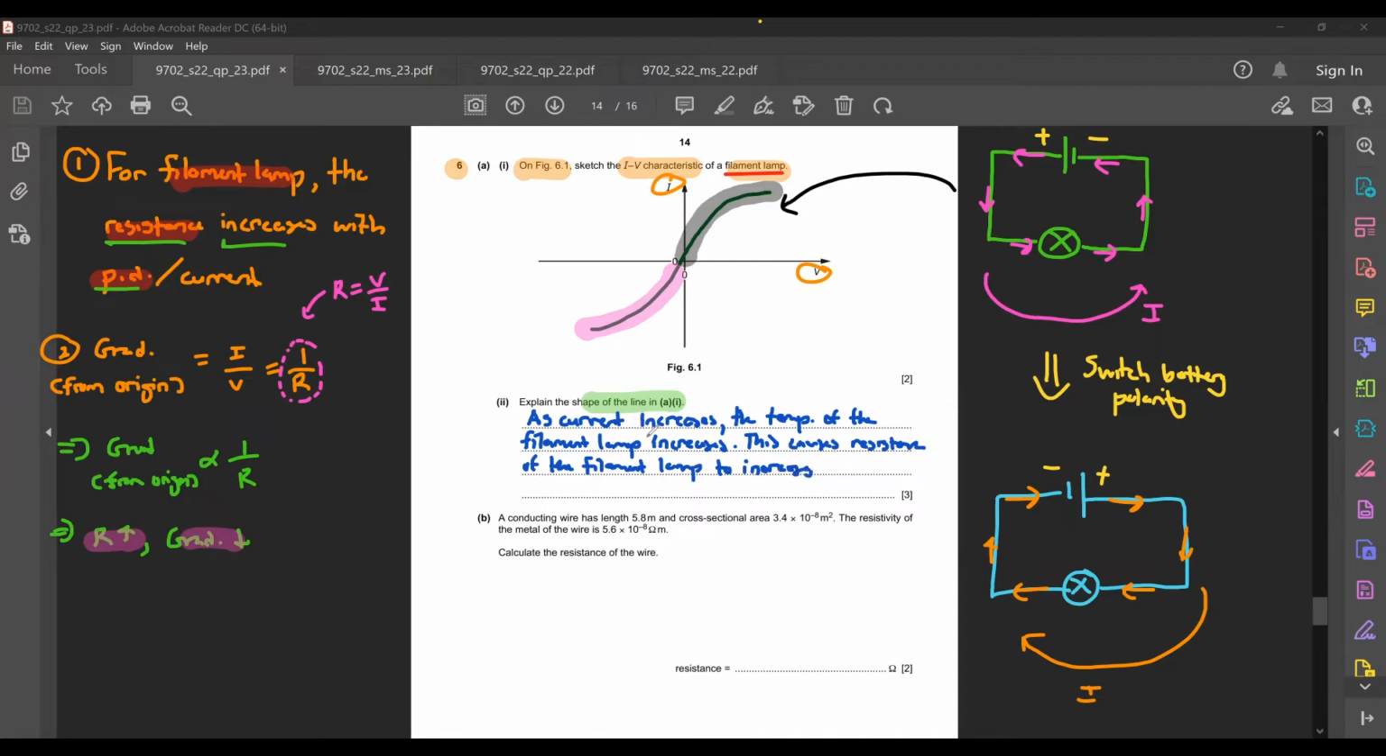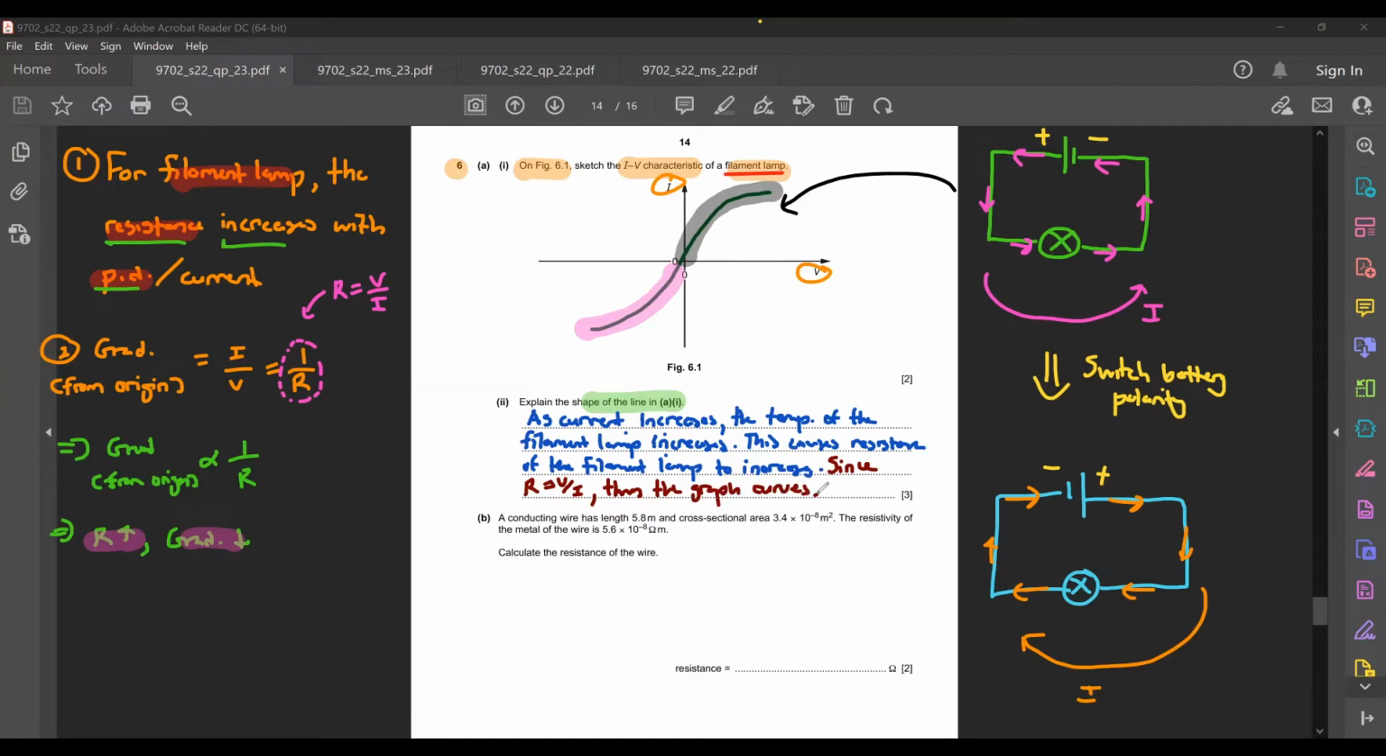So when the temperature of the filament lamp increases, the molecules or atoms inside your filament lamp are actually vibrating faster. So it's actually presenting more resistance to the flow of electrons, or rather to the flow of current. That's why your resistance will increase. So as current increases, temperature of filament lamp increases. This causes resistance of the filament lamp to increase. And then after that, since R is the ratio of V over I, thus the graph curves. Okay, right.